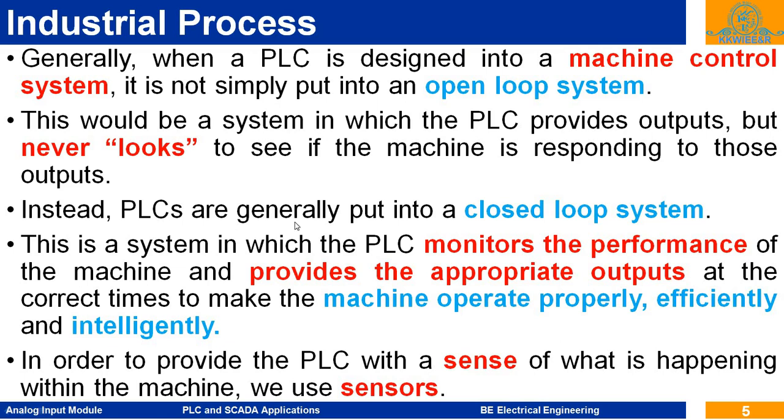Instead, PLCs are generally put into a closed loop. Means when we press the push button, whether the motor starts operating or not is sensed by the sensor mounted on the shaft, so that it gives the feedback. This is a system in which the PLC monitors the performance of the machine and provides the appropriate output at the correct time to make the machine operate properly, efficiently and intelligently.